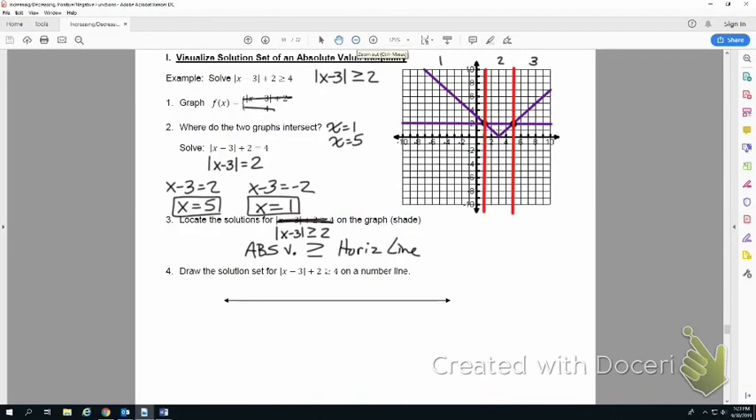So looking at the first section, is the absolute value, the part I have highlighted in blue, above or below the horizontal line? Above. Thank you. Because that fits the inequality, that's the part that I'm going to shade.